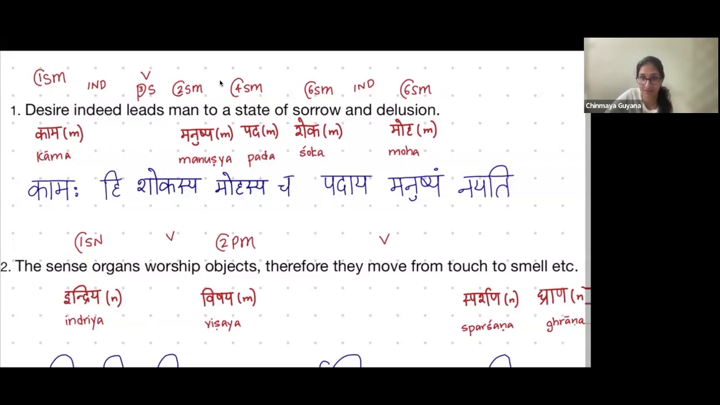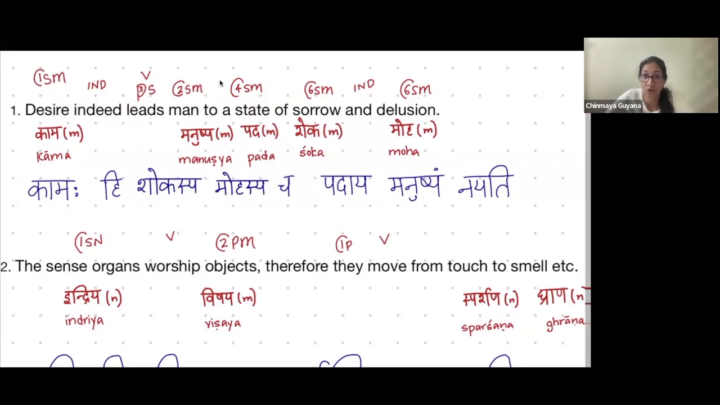They. They is the subject of. So they will be first case, plural. And what is the they referring to? This was a tiny bit tricky. What is the they referring to?